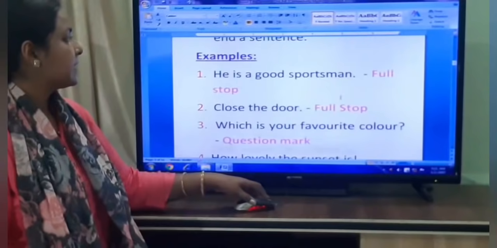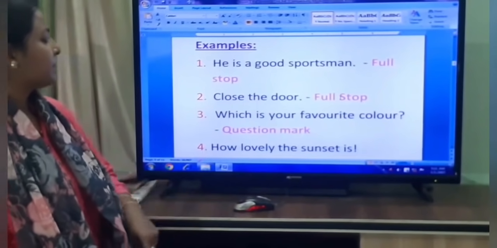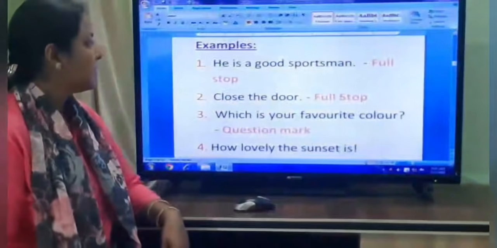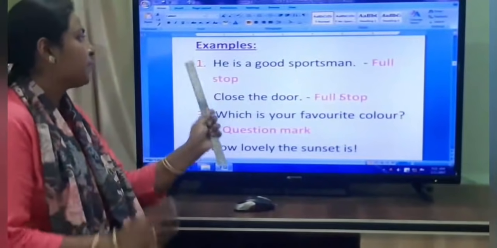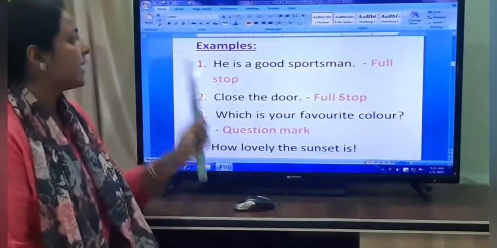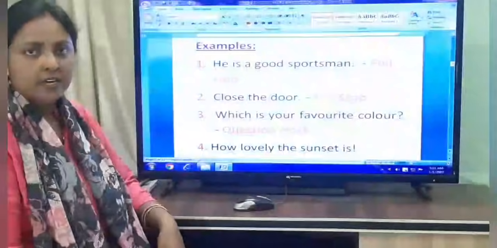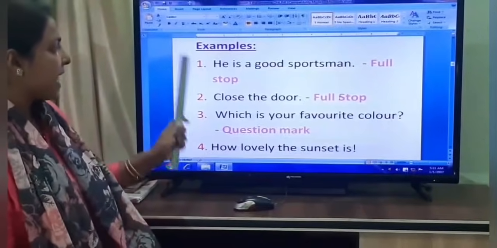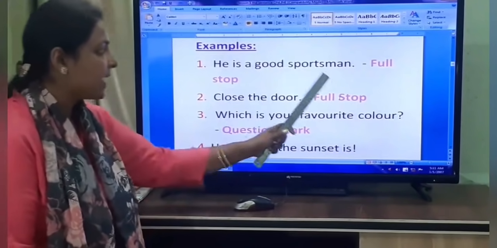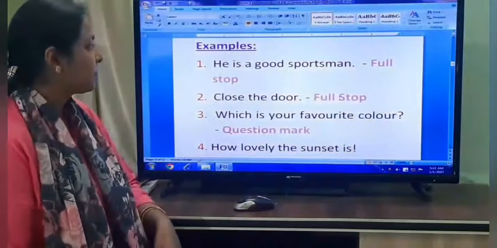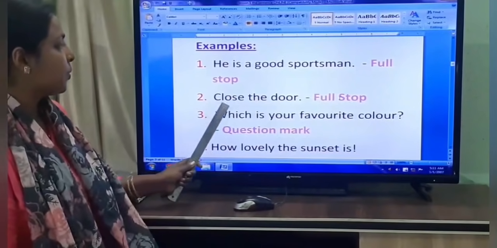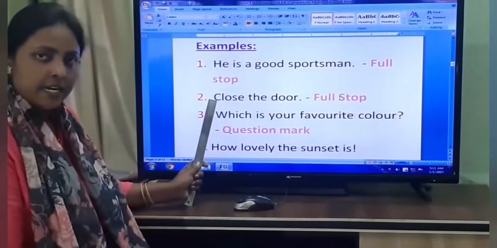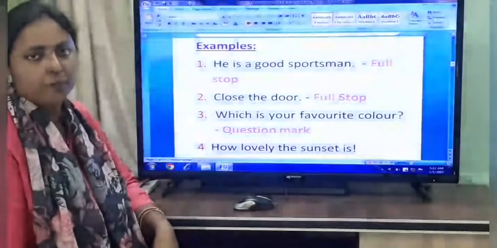The next examples are, number 1. He is a good sportsman. Now you can see that I have written here H with the capital letter. He is a good sportsman. After completing the sentence, it starts with H with the capital letter and ends with a full stop. Second sentence, close the door. It starts with a capital letter C and ends with a full stop.